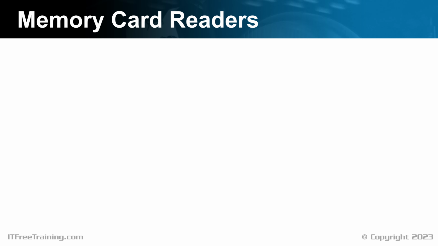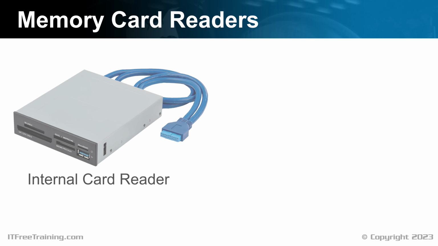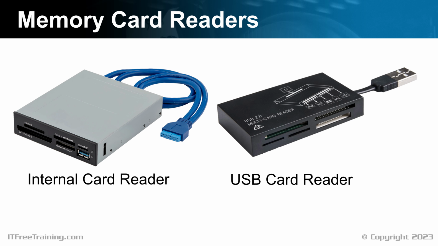Once you've put data on your SD card, you'll need a way to transfer it to the computer. There are two types, and the first is an internal card reader. Internal card readers are mounted in the computer case. Usually, they'll plug into the motherboard using a USB plug. The other type is a USB card reader. These simply plug into a USB plug in your computer.